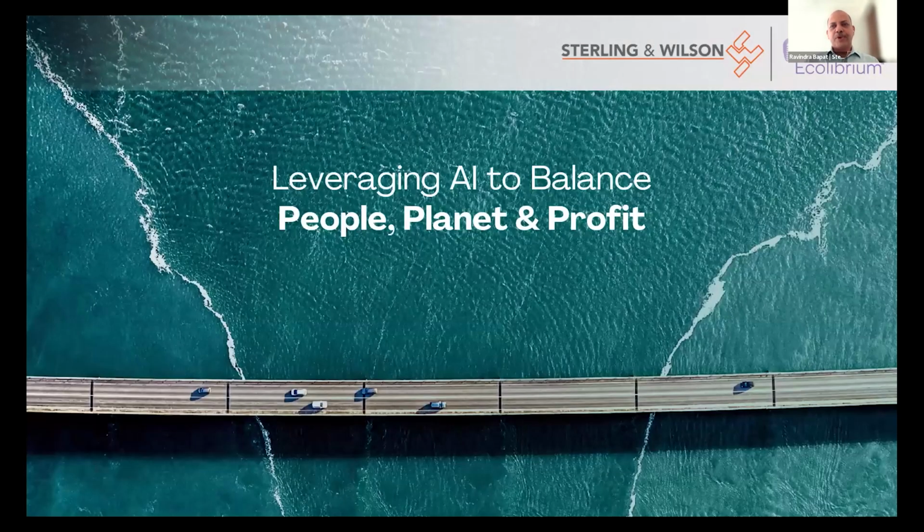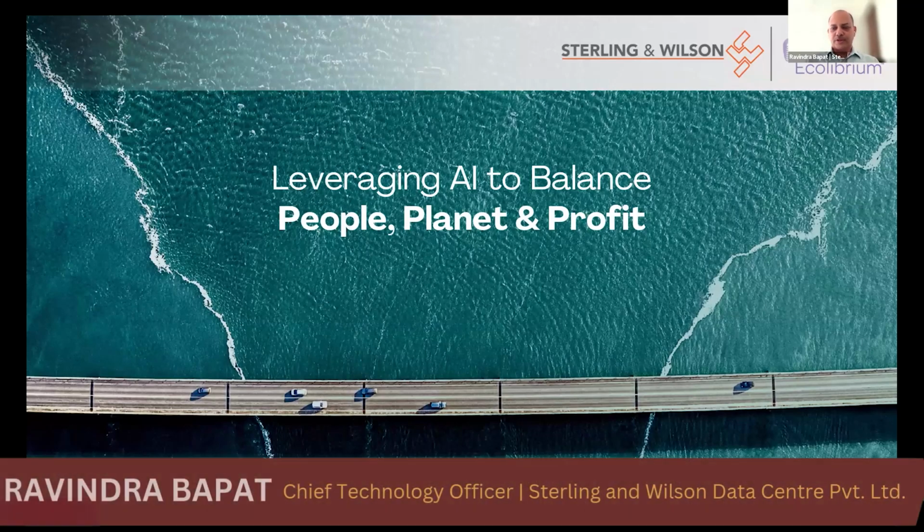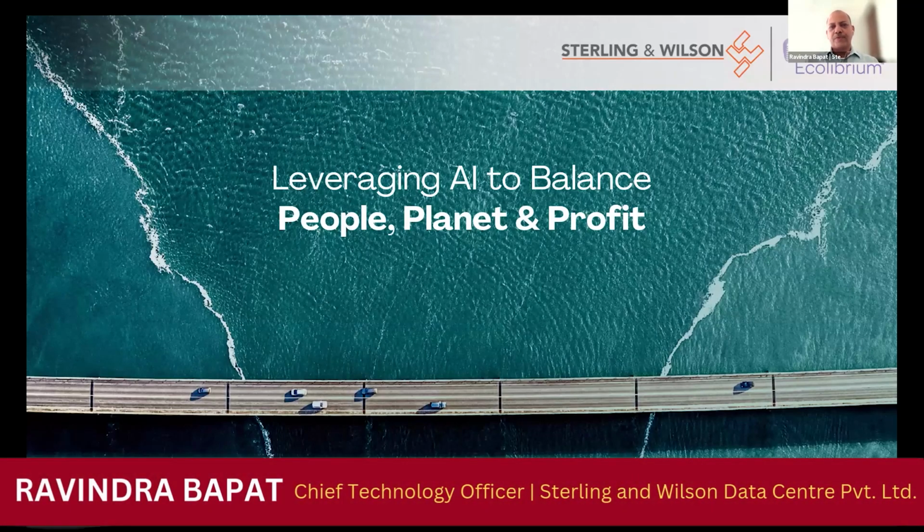What we are doing is we have partnered with a company called Equilibrium, and we are trying to leverage AI to balance people, planet, and profit. Once we optimize energy, it will reduce the carbon footprint. So we are making the planet much friendlier in terms of carbon footprint, and it will also improve the profitability of the organization. So it is trying to balance all three.